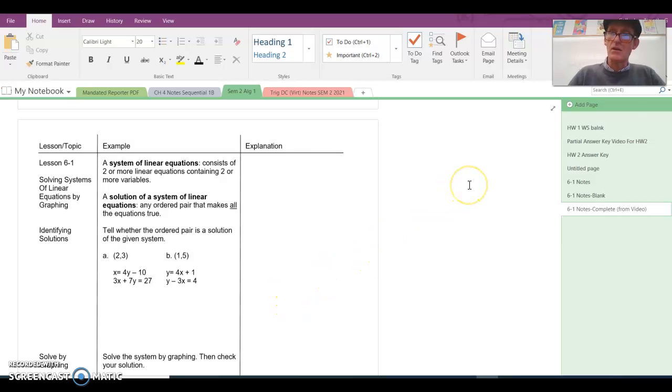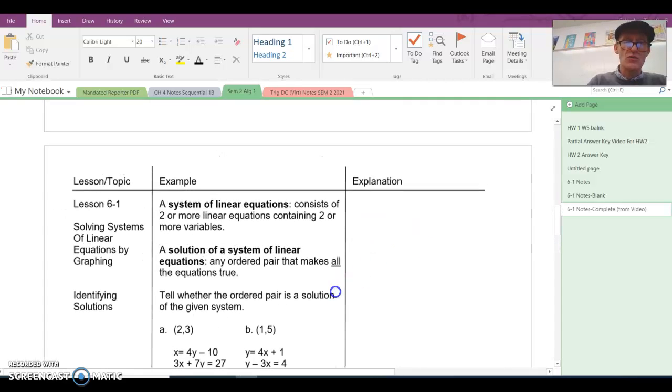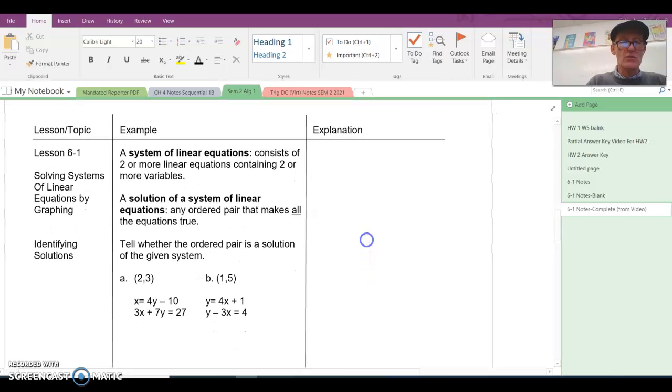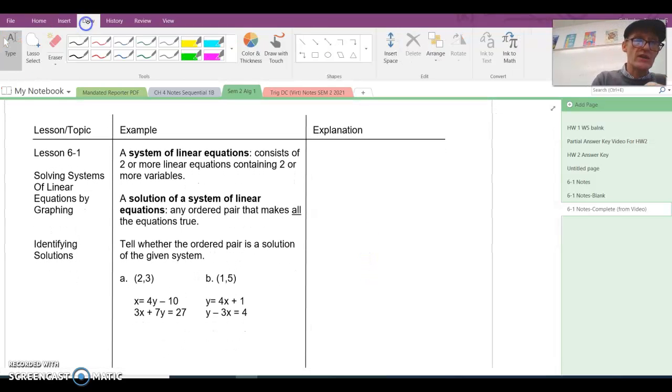This is an Algebra 1 video on Chapter 6, Section 1, which is solving systems of linear equations by graphing. A system of linear equations is two or more equations containing two or more variables. Basically, it's two lines that either meet or don't meet.